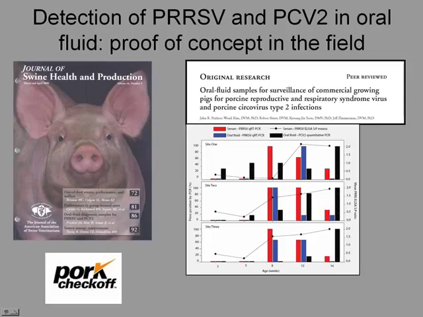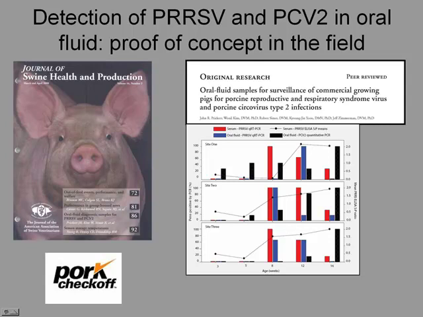So then we had a small proof of concept in the field. Well, this had worked under experimental conditions. Were we going to get some similar results out in the field? So we went out to three finishing barns that were known to have PRRS circulating in them, and we collected matched oral fluid samples and serum samples from these pens.